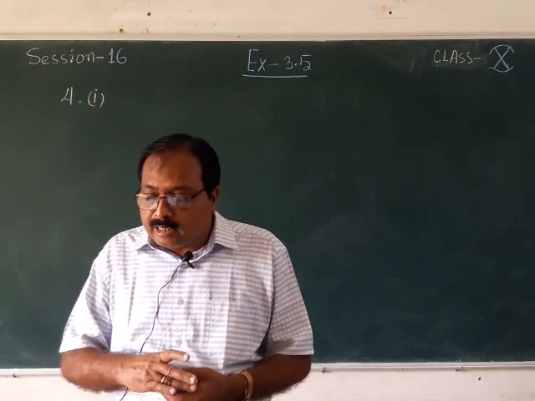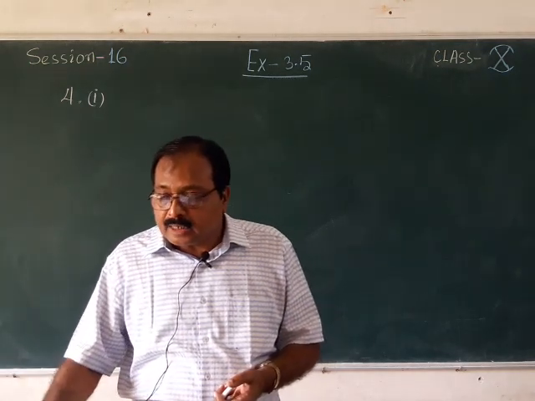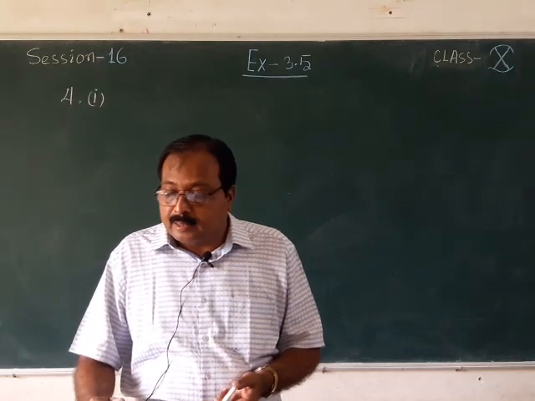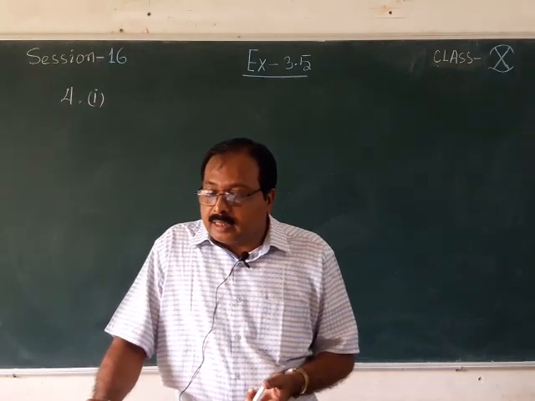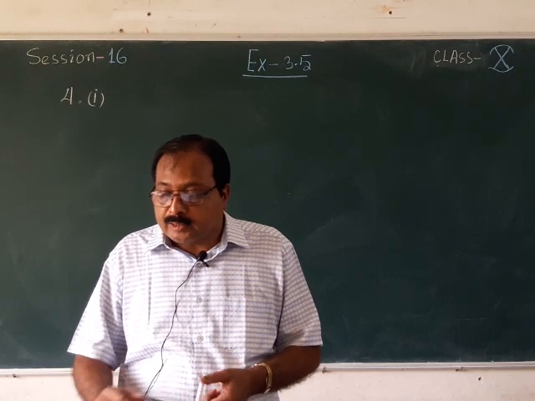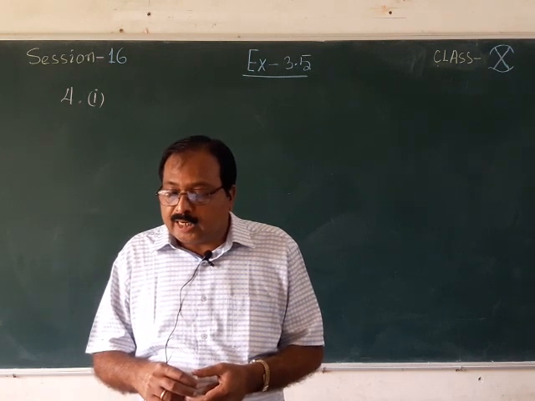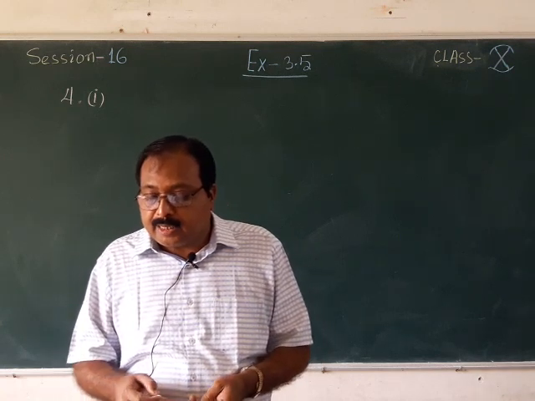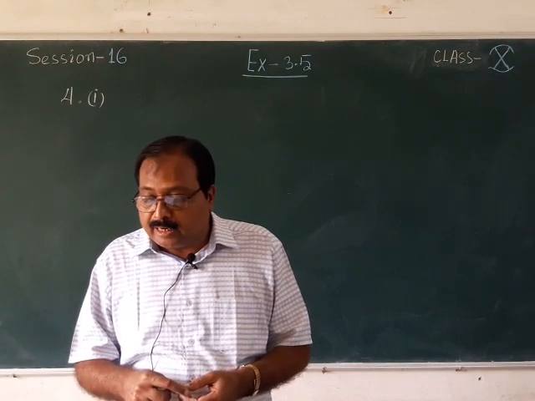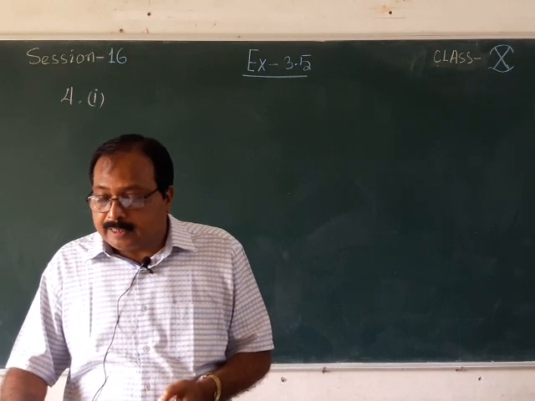A part of the monthly hostel charges is fixed and the remaining depends upon the number of days one has taken food in the mess. When a student A takes food for 20 days, she has to pay rupees 1000 as hostel charges, whereas a student B who takes food for 26 days pays rupees 1180 as hostel charges. Find the fixed charge and the cost of food per day.